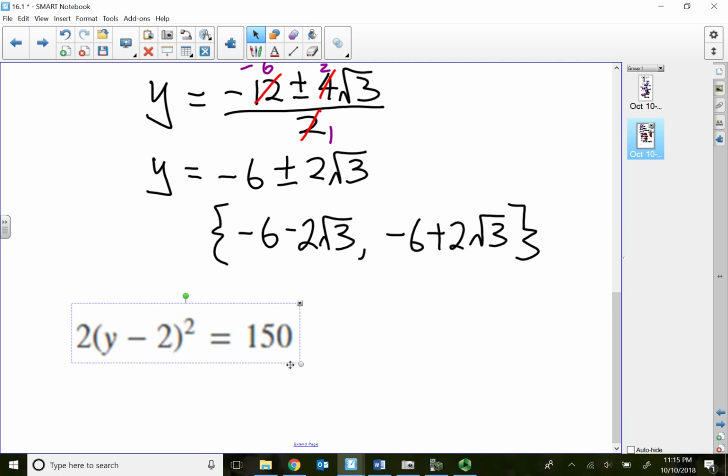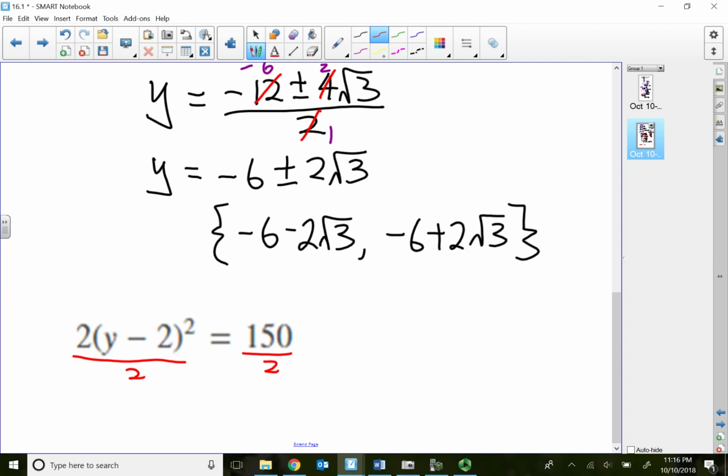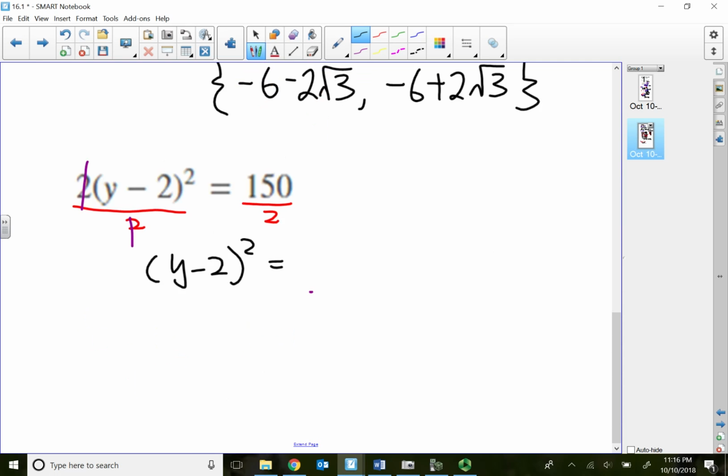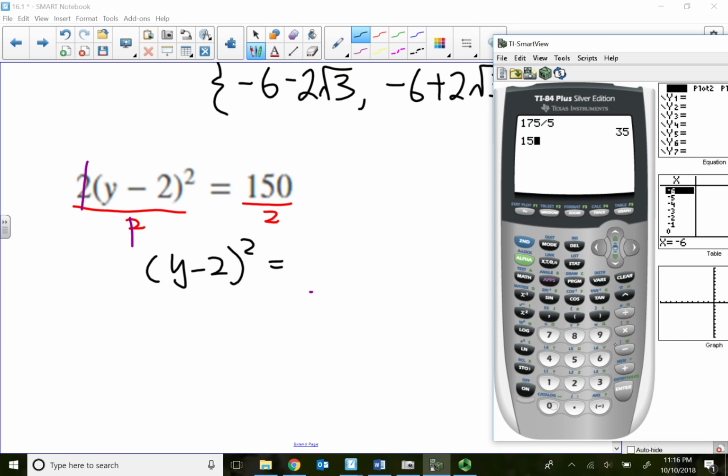All right, let's look at this one. So this one I have a 2 times in front of my parenthesis. Since I only got 2 terms, I'm going to go ahead and divide both sides by 2, because that will allow me to get rid of the 2 that was in front of my parenthesis. So now my square term, y minus 2 whole thing squared, is isolated, equal to, let's see, 150 divided by 2, I think it's 75.